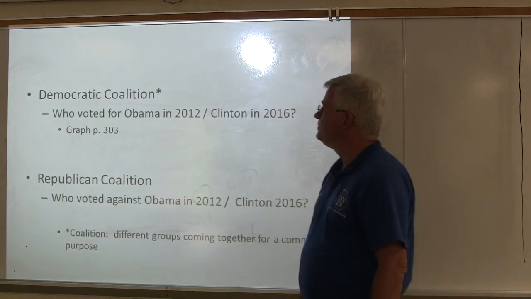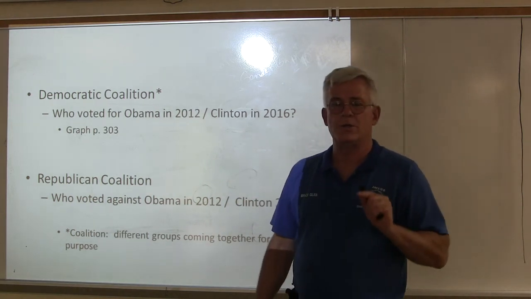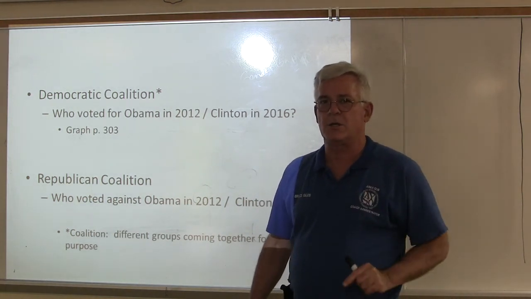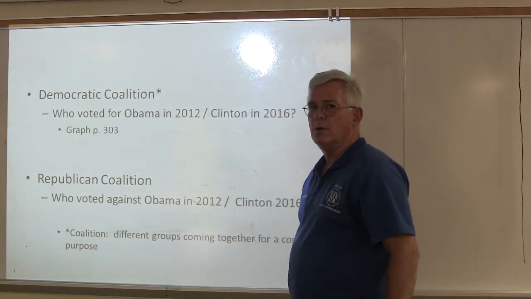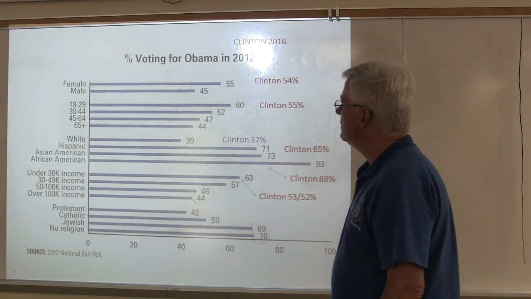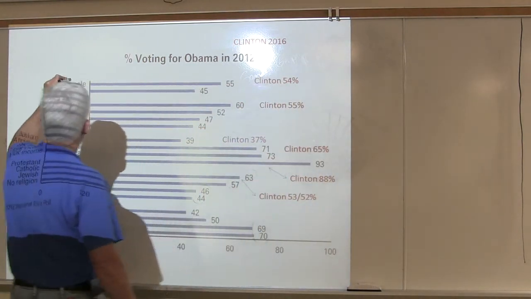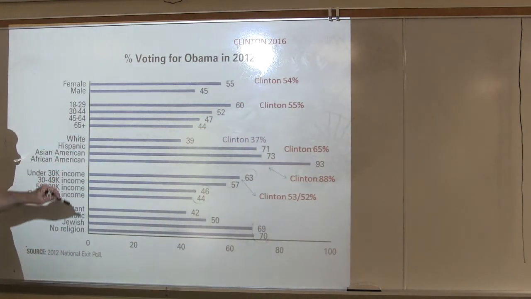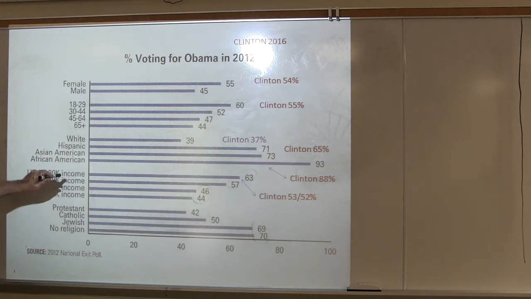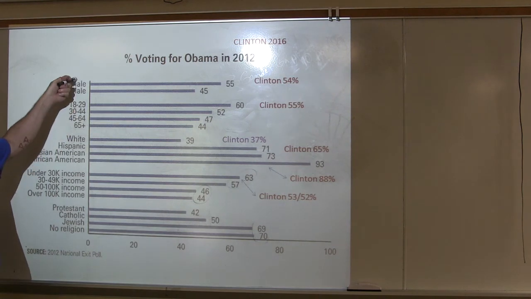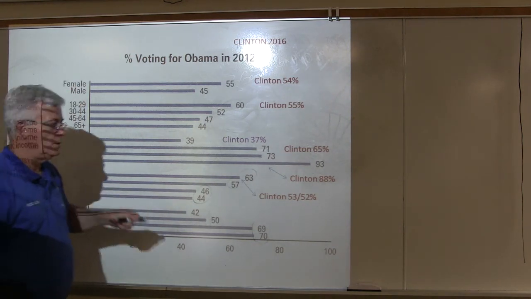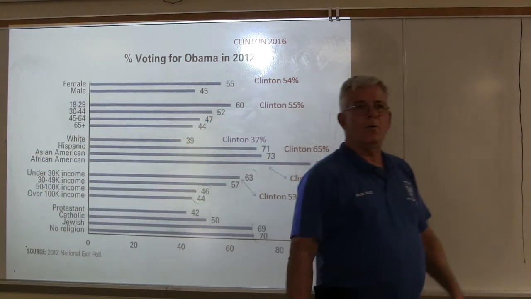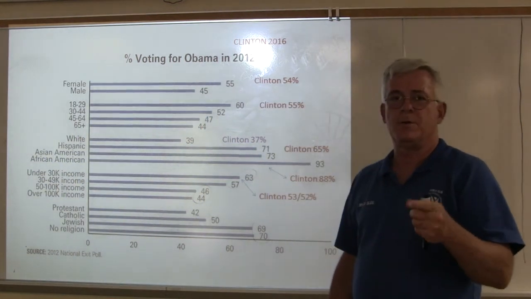Okay, so who is the Democratic Coalition? The Democratic Voting Coalition. Who are they? You must write this down. Who votes Democrat? Women, young, minorities, poor. Boy, why did Obama pick Kamala Harris to be his VP?